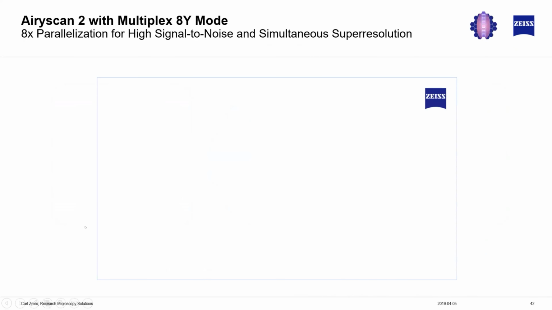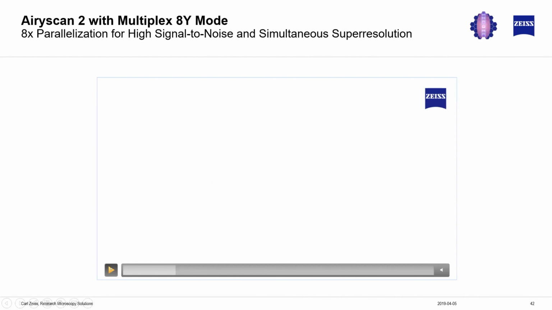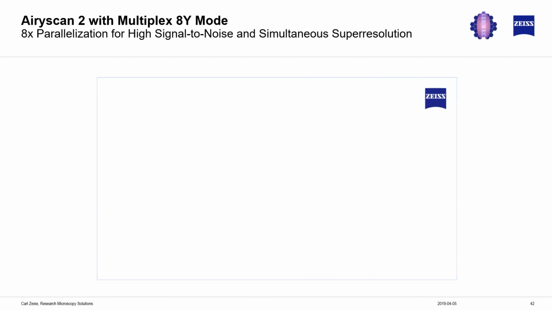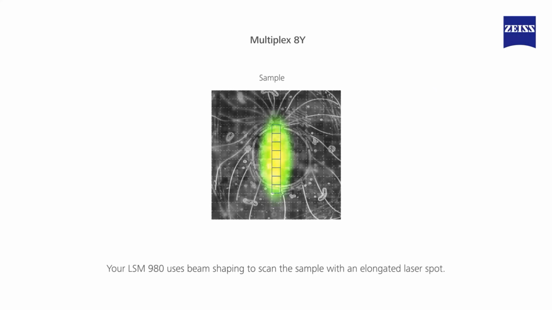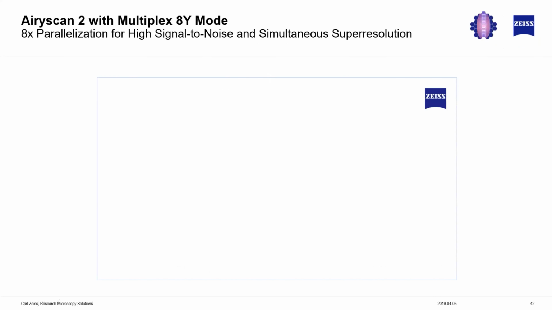All right. The other way that we can use this is with 8Y mode as well. So your system still comes with the same kind of excitation beam shaper that we used to have with the Airyscan fast as well. So we can shape the beam so it's not just giving you a spot, but it's giving you that more elliptical pattern. And that allows us basically to spread the excitation out further. And then it allows you to sweep 8 pixels at a time instead of just 4.